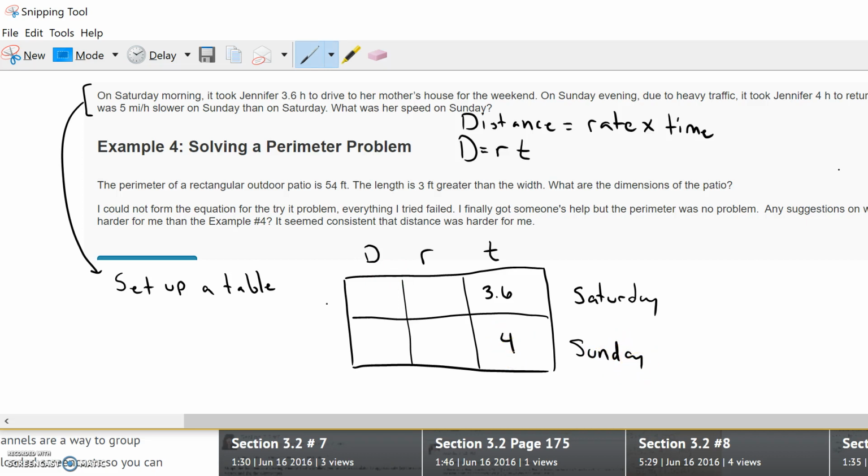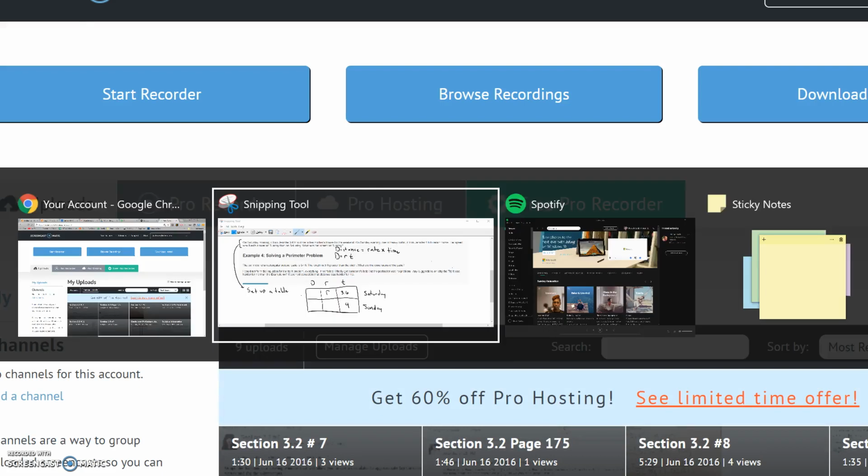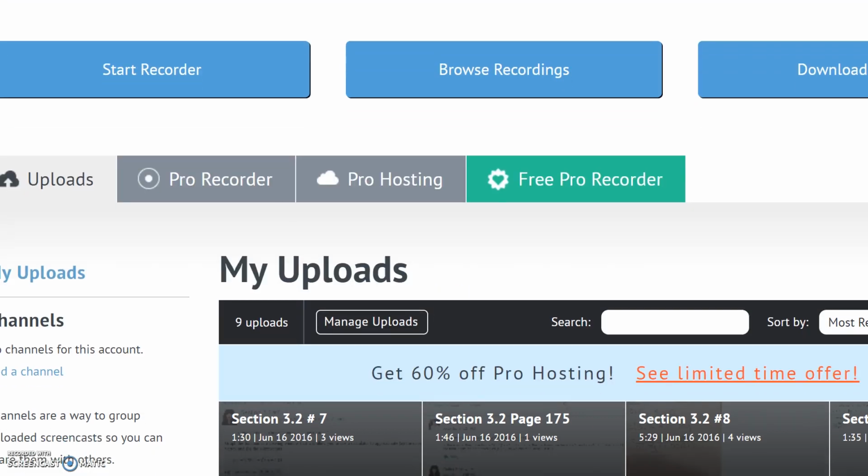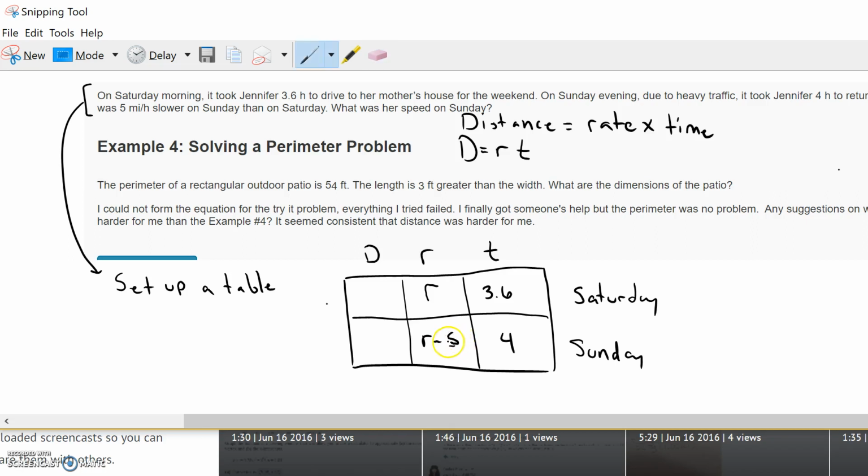The other thing we know is that the speed was 5 miles an hour slower on Sunday than Saturday. That makes sense because she had to drive slower. So let's just say that her rate, whatever her rate or speed was on Saturday, is R. Since she was driving 5 miles an hour slower, we can say it's R minus 5.